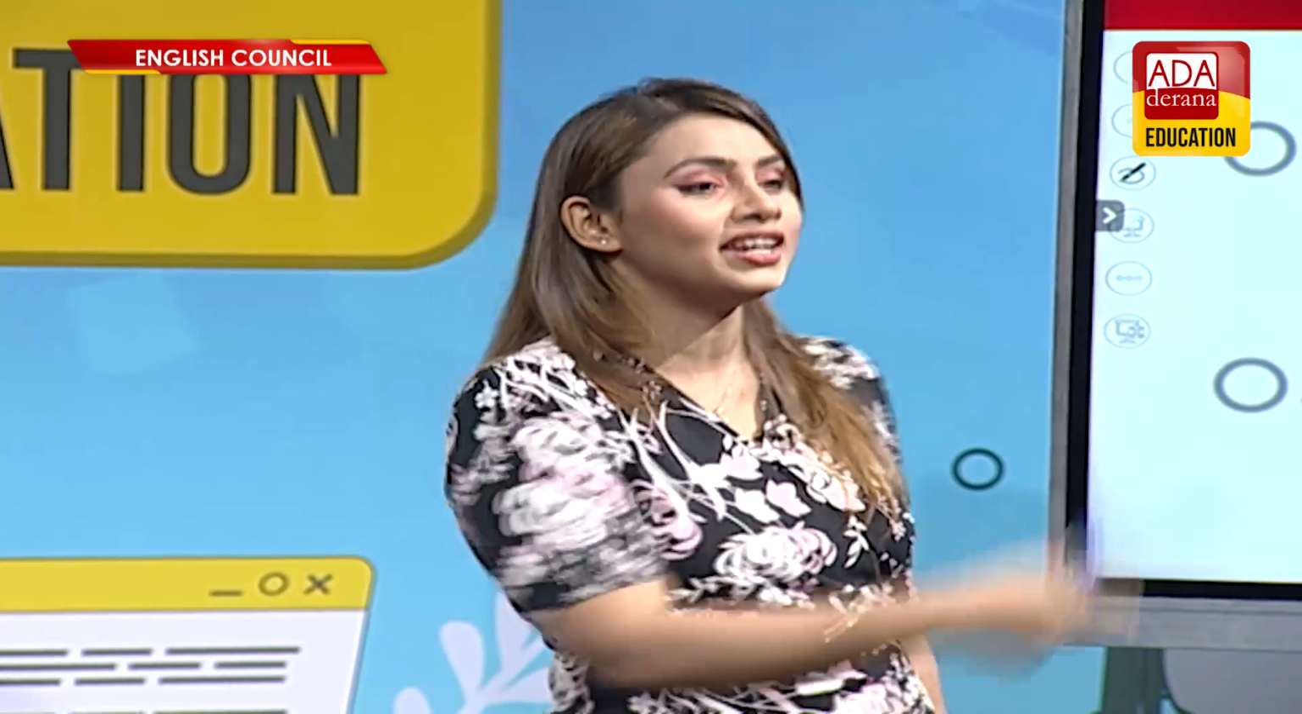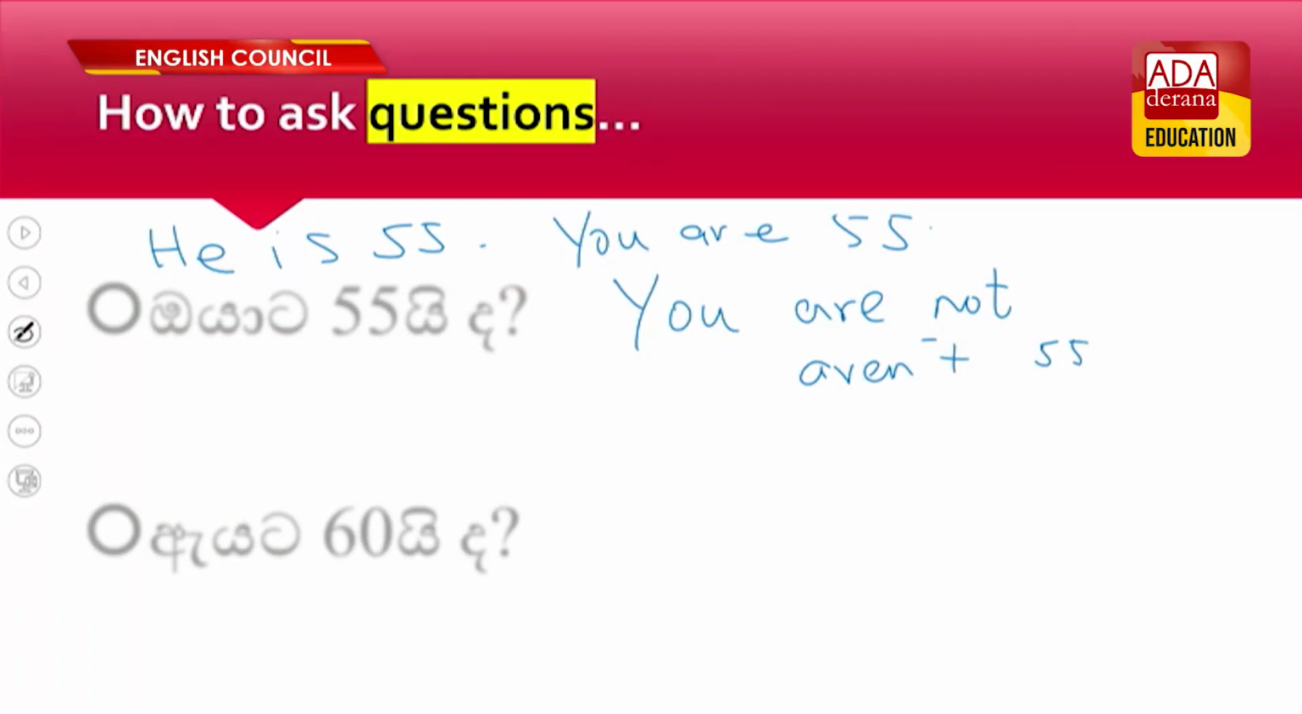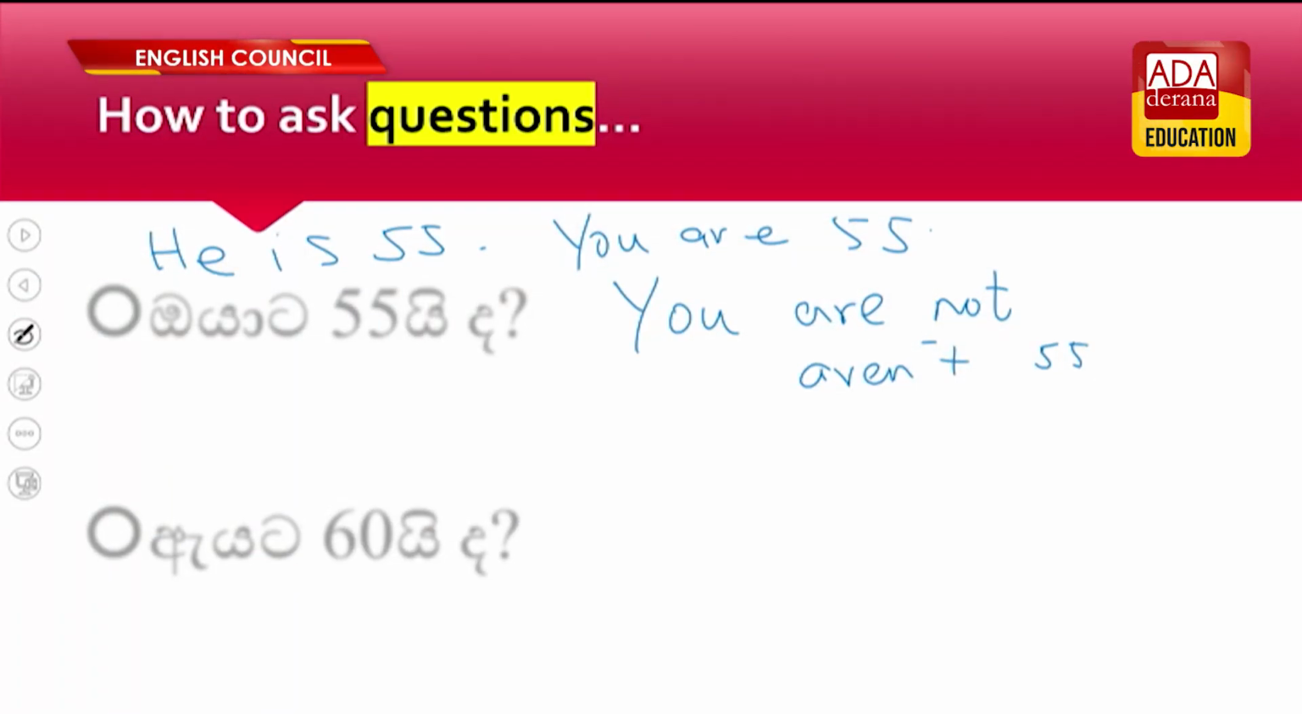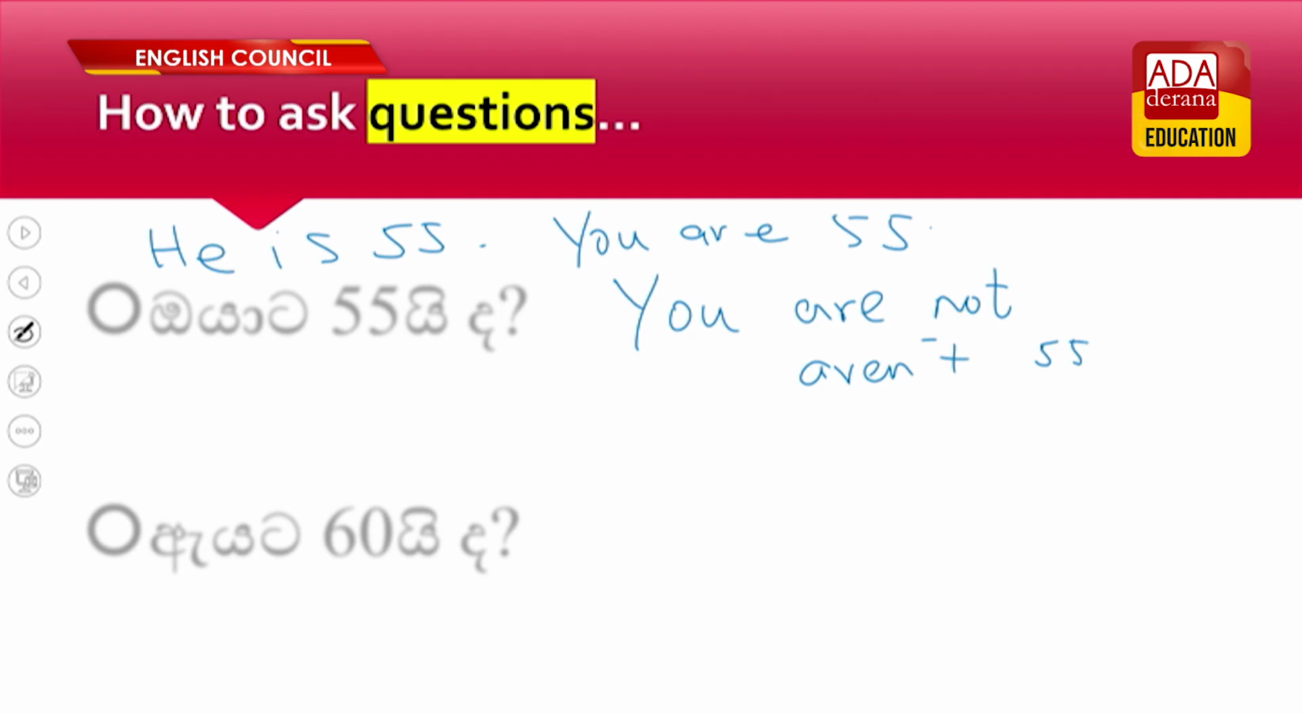Now look at the screen. You know the simple rule of constructing any question. I showed this to you last week. You take the be verb in front. So for yes, no questions, we start with are, am, is, was, were.